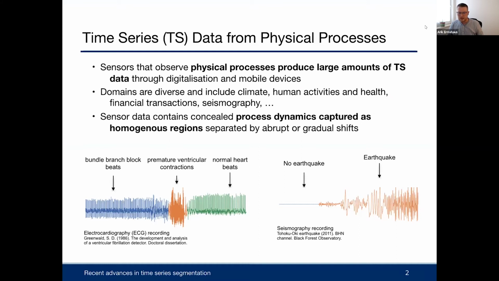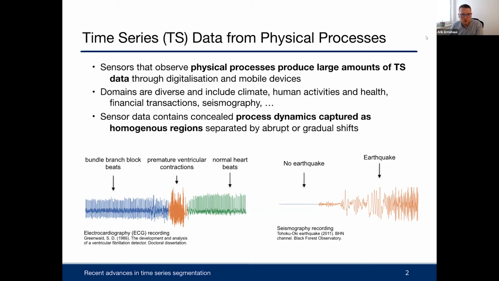I will start by basically motivating a little bit the use case of time series segmentation, because it isn't maybe the most researched field. The research community isn't so big compared to anomaly detection or classification, but I think it's a very useful and very important thing to study.